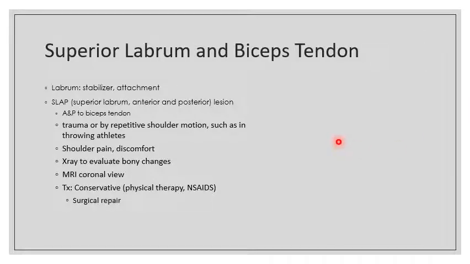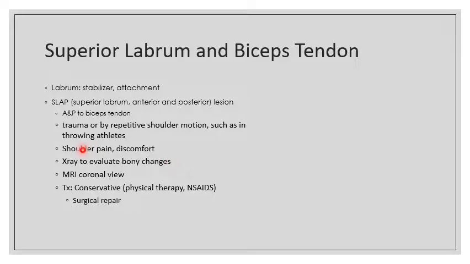Next, your superior labrum and biceps tendon, or what we call a SLAP lesion. The labrum acts as a stabilizer and attachment of many of your muscles, particularly the long head of your biceps. The shoulder's bony stability is not that good, so the labrum helps stabilize the shoulder. A SLAP lesion basically means a superior labrum anterior and posterior lesion, caused by the pull of your biceps that makes your labrum fray.